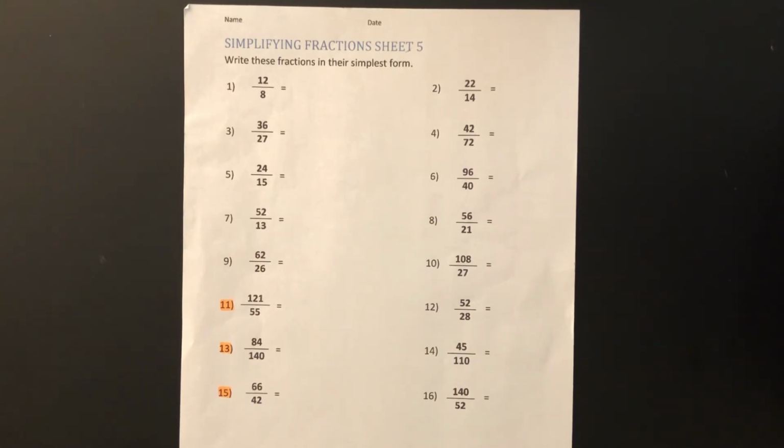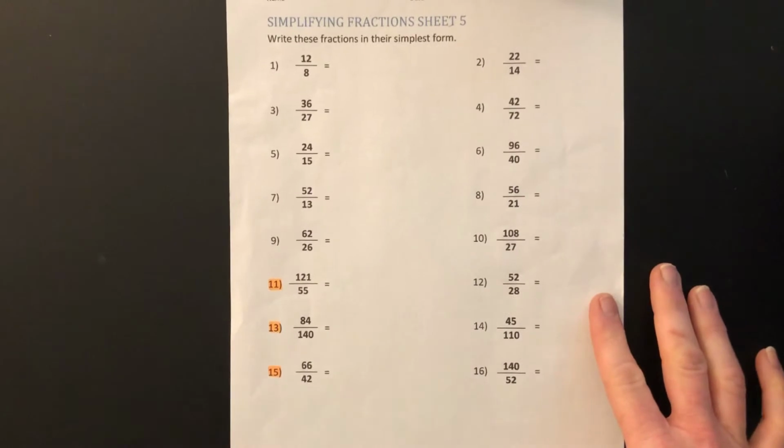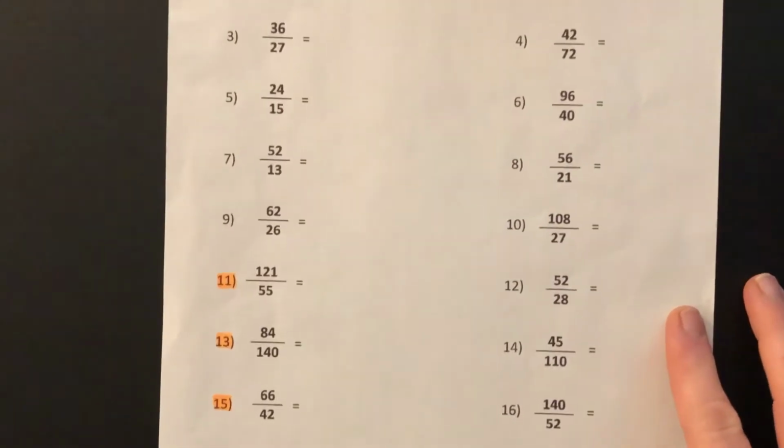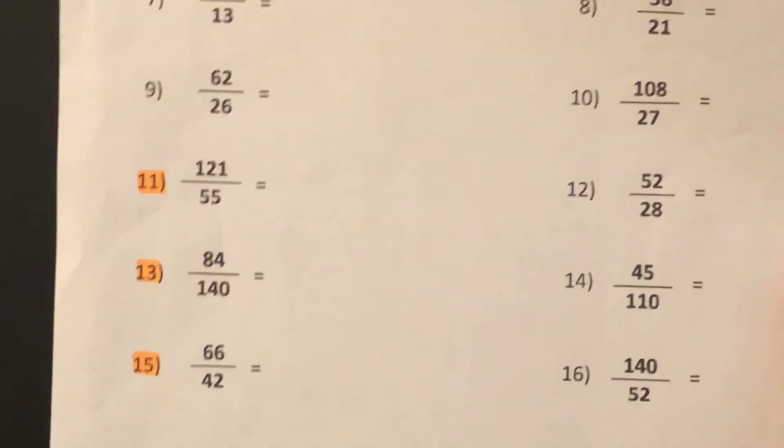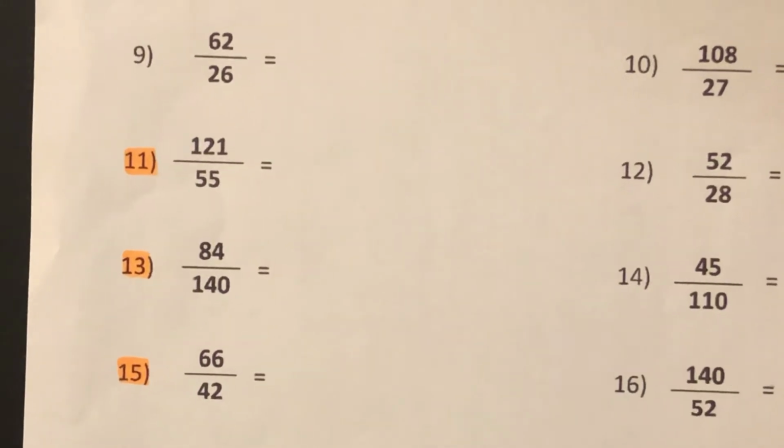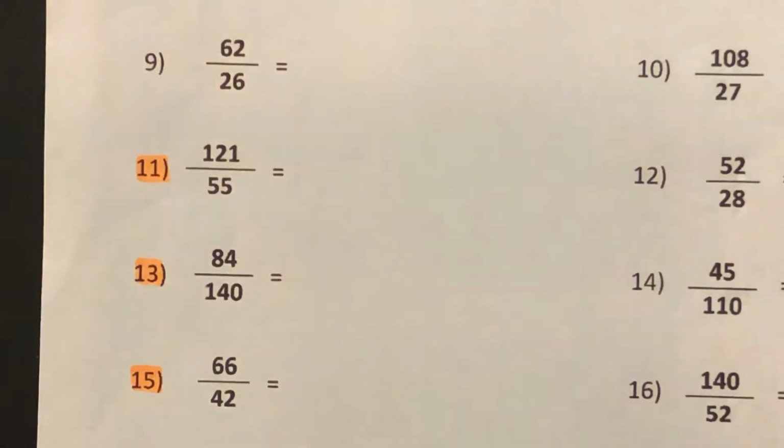Always reduce first, because reducing makes your numbers smaller and easier. So the more you can reduce, the easier the math will be. So anyhow, a lot of times it ends up being so easy that you just do it in your head after reducing. So let's zoom in on these. 121 divided by 55.